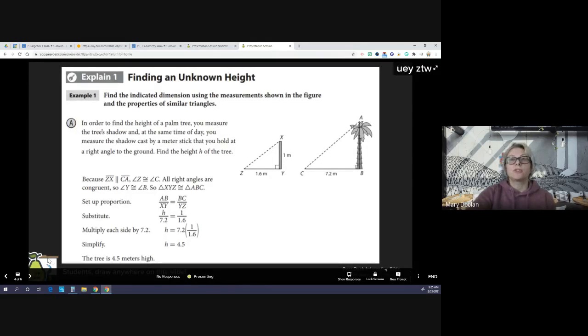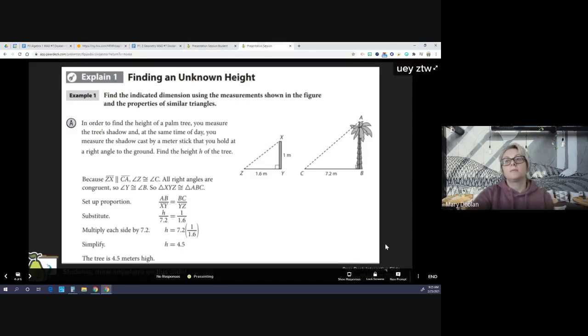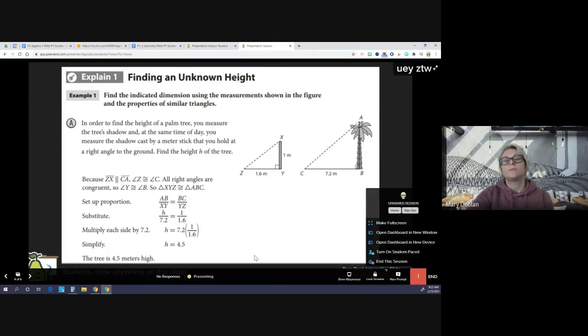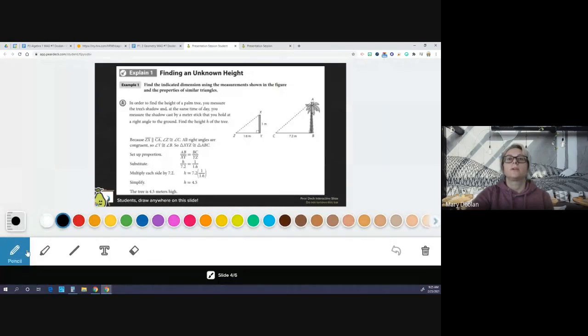So this is the first example here. I'm going to go ahead. Why is that like that? Am I on student pace? No. Oh, okay, there it is. That work? I was wondering what it was doing.